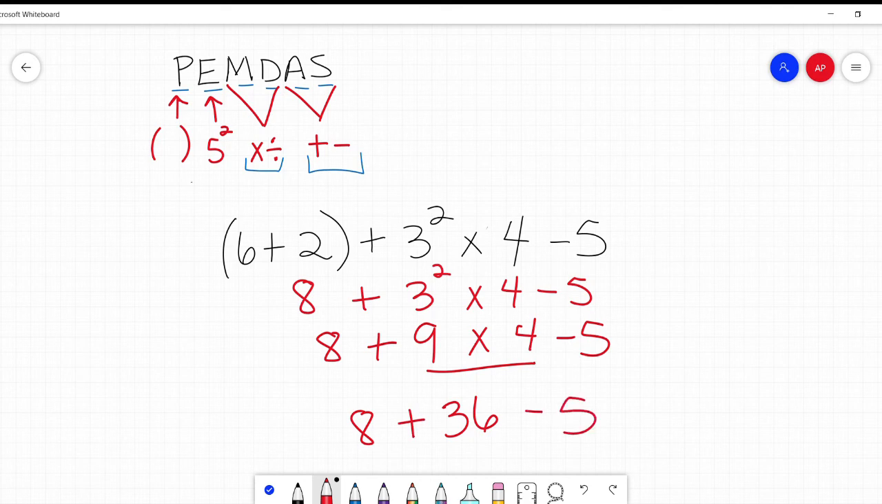Now I have 8 plus 36 minus 5. And I do that from left to right. 8 plus 36 would be 44. 44 minus 5 would be 39. And there's my answer. Okay.